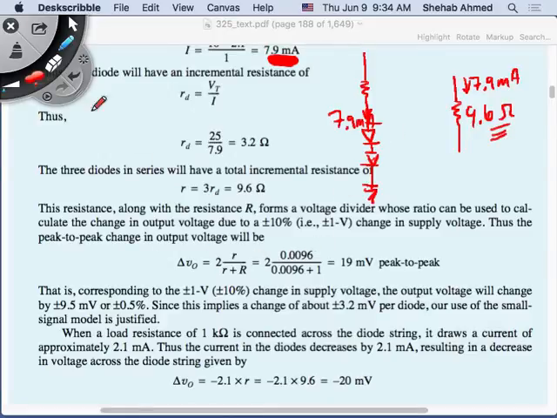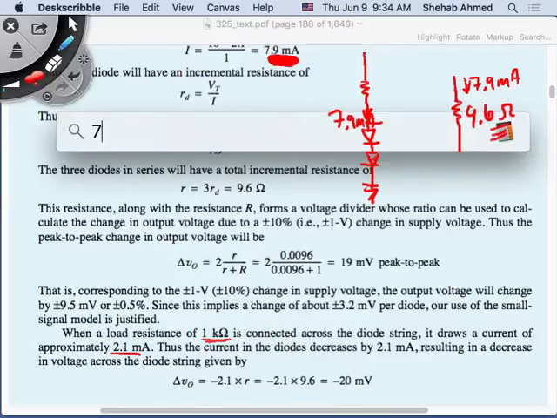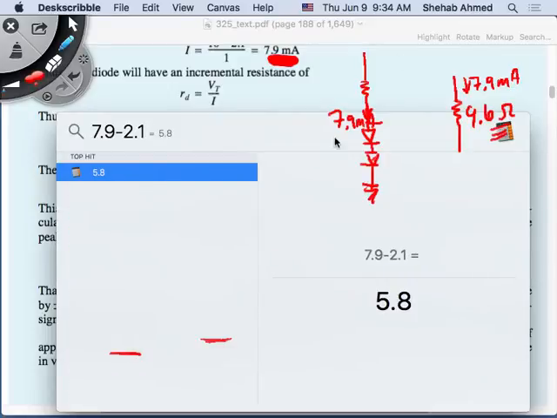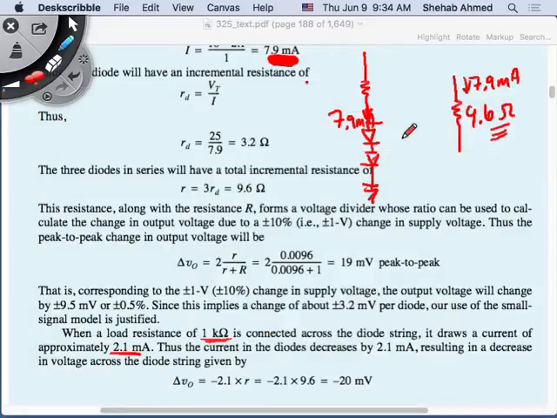Now, they're saying that we have a load resistance of 1 kilo ohm connected across the diode string, and it draws 2.1 milliamps. They told you it draws 2.1 milliamps. So what is the current that is now flowing through your diode string? It's 7.9 minus 2.1, so it's 5.8 milliamps. So 5.8 milliamps is now flowing through.